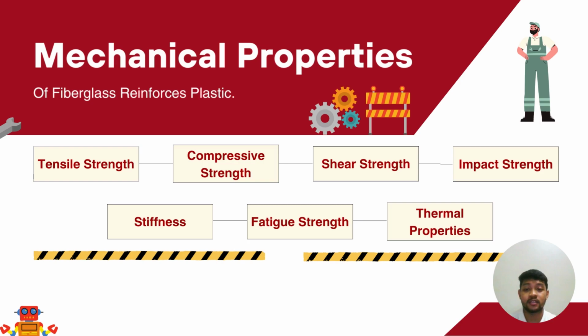Lastly, the thermal properties. The coefficient of thermal expansion for FRP is relatively low compared to metal, which helps minimize thermal deformation. For heat resistance, FRP has good heat resistance, retaining its mechanical properties at elevated temperatures, typically up to 100 to 150 degrees, depending on the resin matrix used.